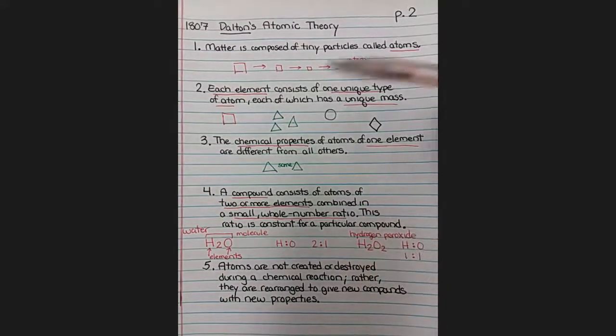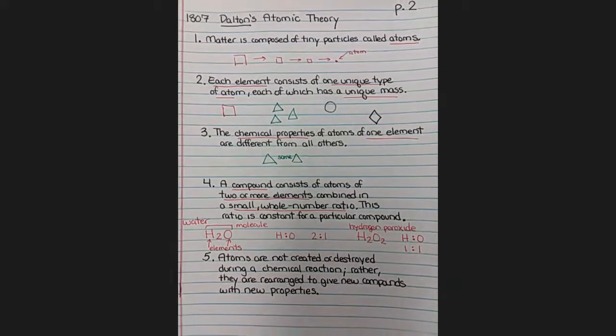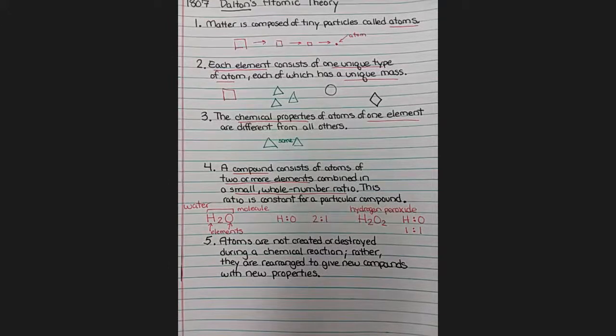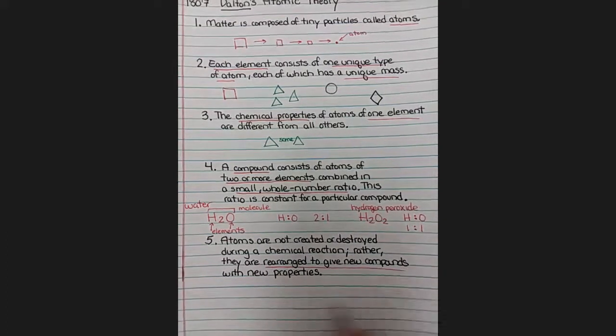So we've seen that an element is defined by the mass of an atom and the chemical properties of those atoms. And a compound, which contains multiple elements, is defined by the small whole number ratio of those elements. And finally, atoms are not created or destroyed during a chemical reaction. Rather, they are rearranged to give new compounds with new properties.